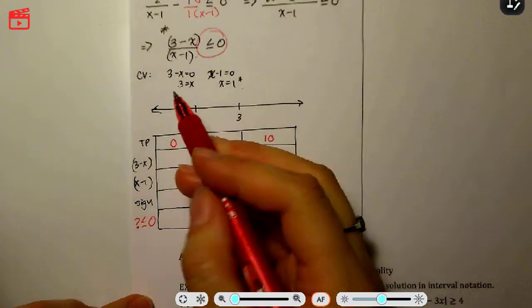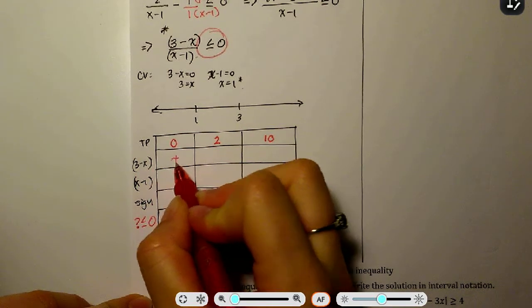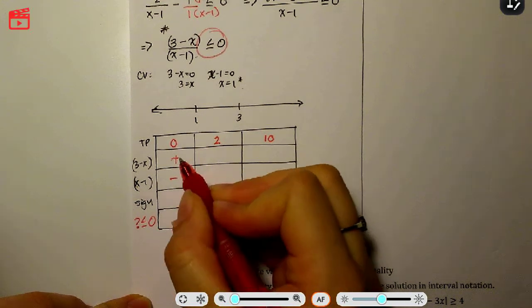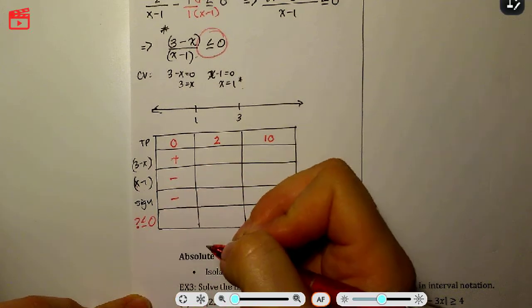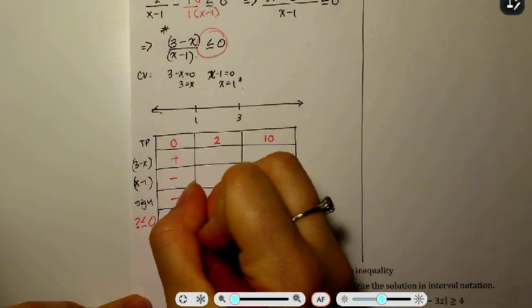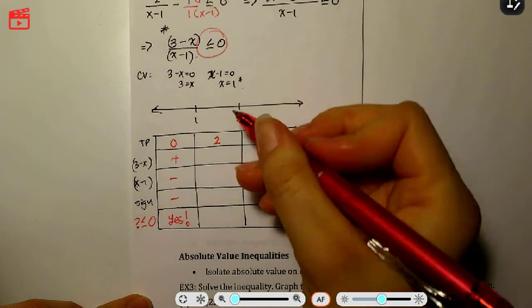All right, checking in. So 3 minus 0, that's going to be a positive. 0 minus 1, oh, that's a negative. Positive times negative, that's going to be a negative. So my end sign, is that less than or equal to 0? Yes. Okay, let's check the next one.